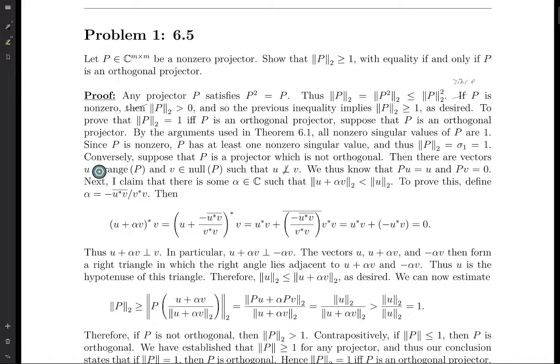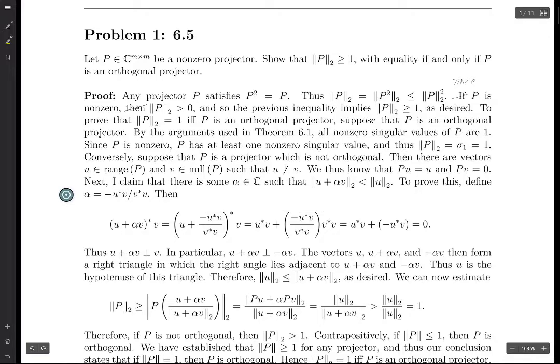In this case, we know that the two norm of P has to be greater than or equal to 1. And if we're going to prove that the two norm of P is not equal to 1, it suffices to prove that the two norm of P is strictly greater than 1. Okay, so suppose that P is a projector which is not orthogonal.